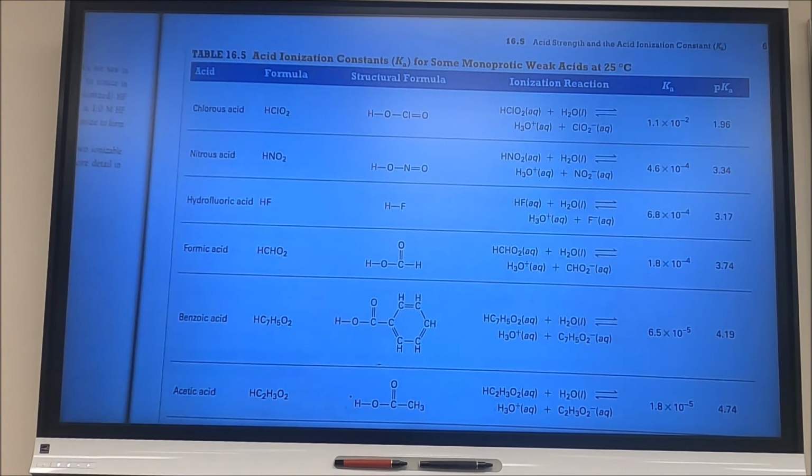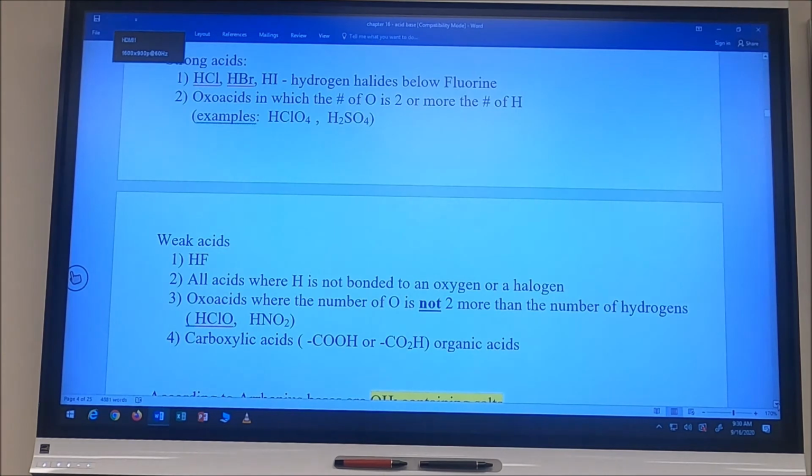Now, let's switch back to our notes. Okay? So here's some general things to remember. Here's a list of strong acids. HCl, HBr, and HI, the hydrogen halides below fluorine, are all strong acids. Oxoacids with 2 or more oxygens than the number of hydrogens are strong acids. So HClO4, H2SO4, HClO3 are strong acids. Okay, our list of strong acids, not very big.